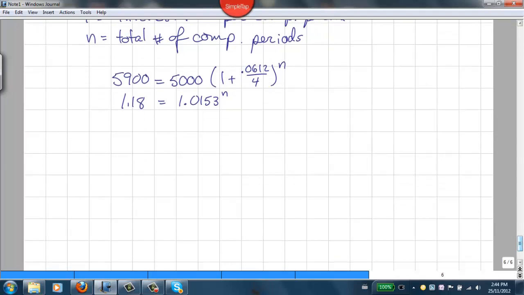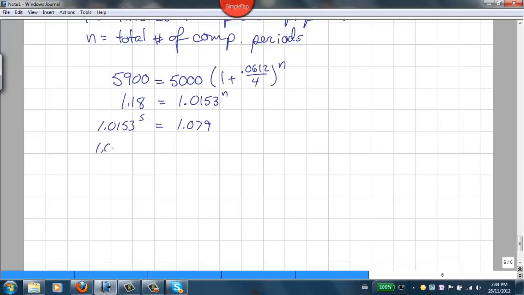In Chapter 8, in fact, we're going to learn how to do this quickly. But for now, we need to sort of guess and check. So I'm going to have 1.0153 to different values of n. I might try 5. That's going to give us 1.079. So that's a little bit too low.